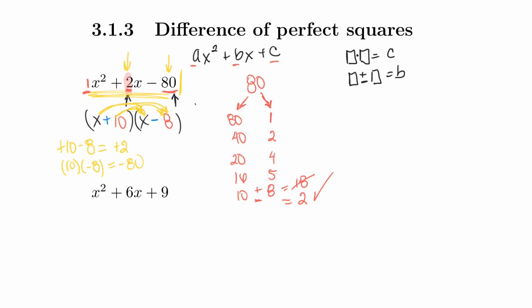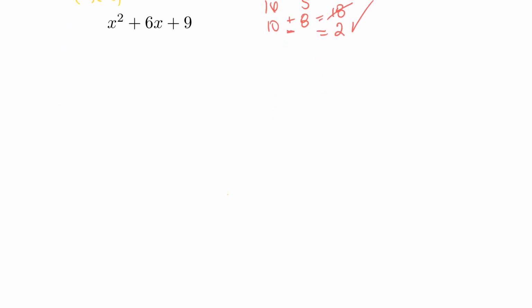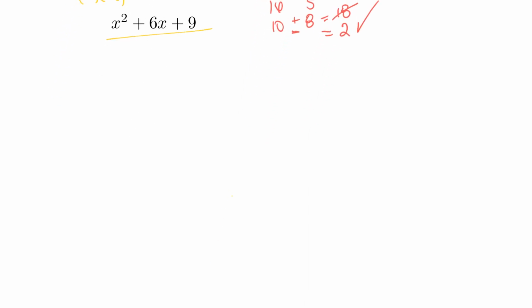So now let's keep practicing this method, the difference of perfect square, and now let's do this one, x squared plus 6x plus 9. Okay, first thing to do is to take two numbers that multiply to give me 9, and add or subtract to give me 6.